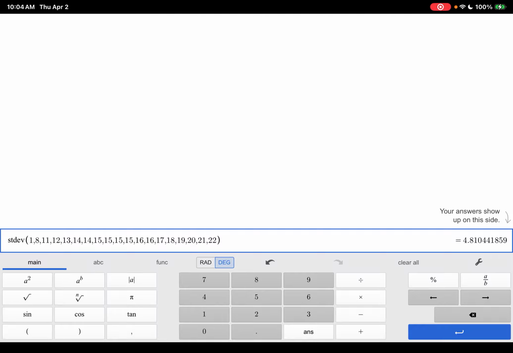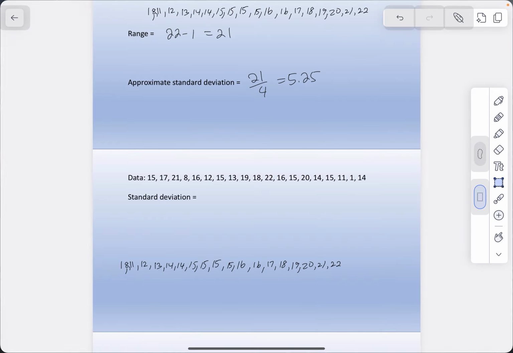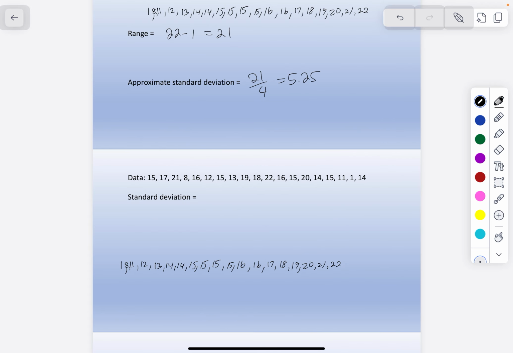See in the bottom right corner, it says your answer shows up on this side, that 4.810. Let's go ahead and write that back down, 4.810. And then you have to be mindful as to how many places they want you to round it to. If they want 3 decimal places, since this was a 4, it would stay 4.810. 2 decimal places, 4.81. 1 decimal place, and the nearest whole would be 5. Remember, our approximate standard deviation was 5.25, so that is a little bit lower.